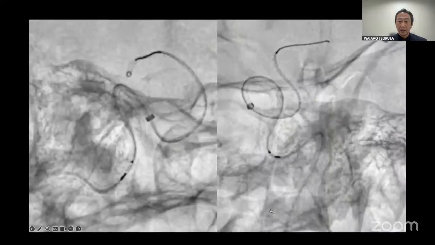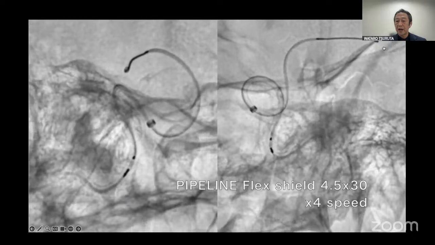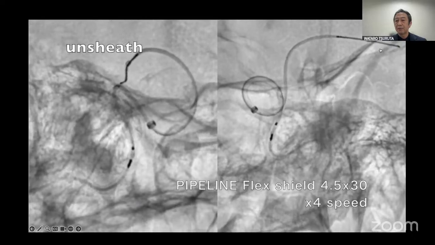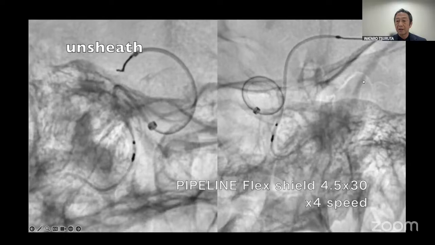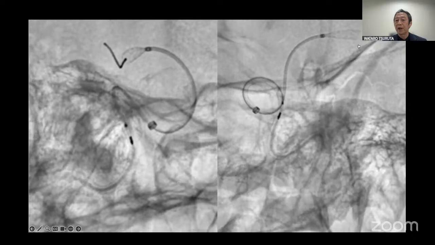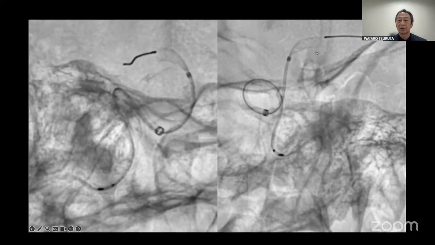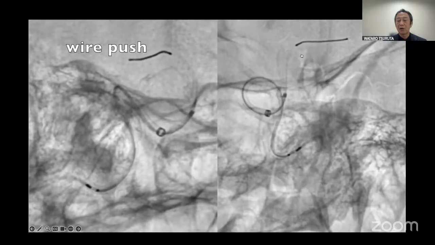Okay, and this is one case, a cavernous portion aneurysm case. At first, I start deployment of the flow diverter in the M1 straight position, and I check the good opening of the distal end, and carefully pull down to the appropriate position, very carefully, very slowly, and now it is in the appropriate position.